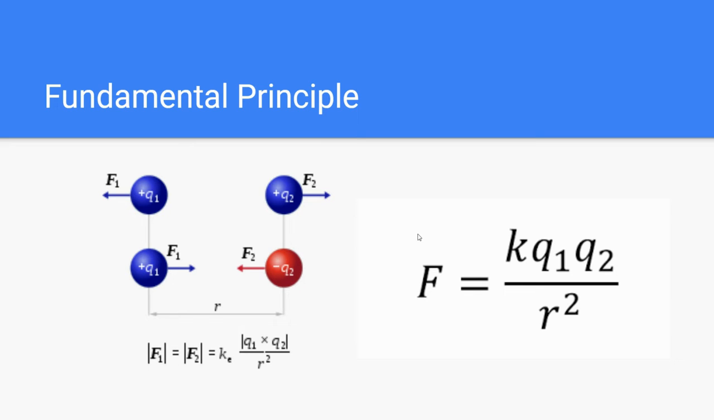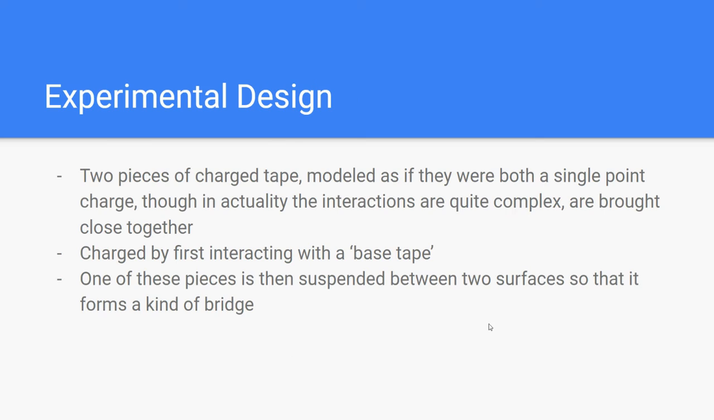The second fundamental principle is Coulomb's law. Coulomb's law mathematically describes how point charges interact and the forces between them. As you can see, the force between two point charges increases with the inverse square of distance, this R term right here. This will be important later on.